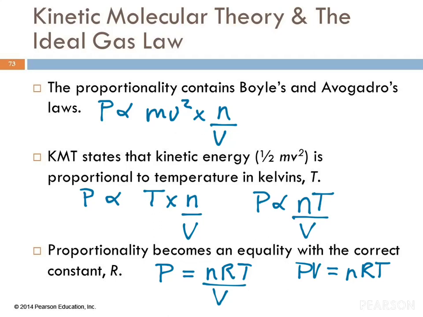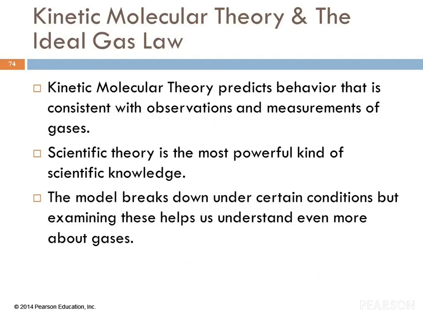But this ideal gas law, the law that says this is what happens, they discovered that empirically through experiment before they came up with this explanation of how the molecules behave. But this agreement between the theory and the law and how they mesh together so well gives us a lot of confidence that this is correct. So, kinetic molecular theory predicts behavior consistent with observation and measurement. And theories in science are the most powerful kind of scientific knowledge because they explain what's going on.